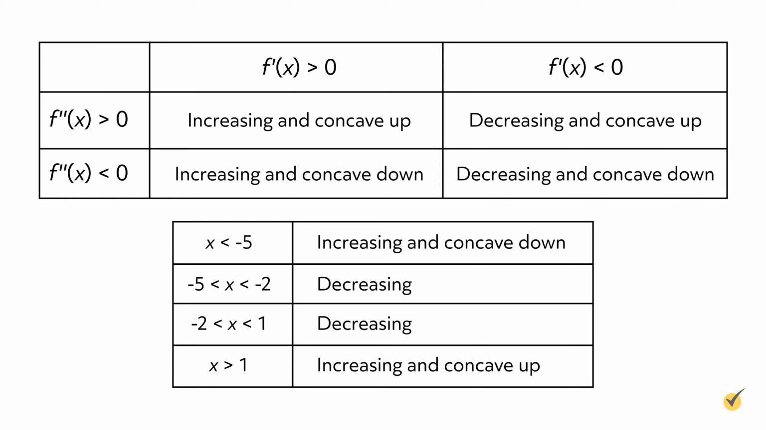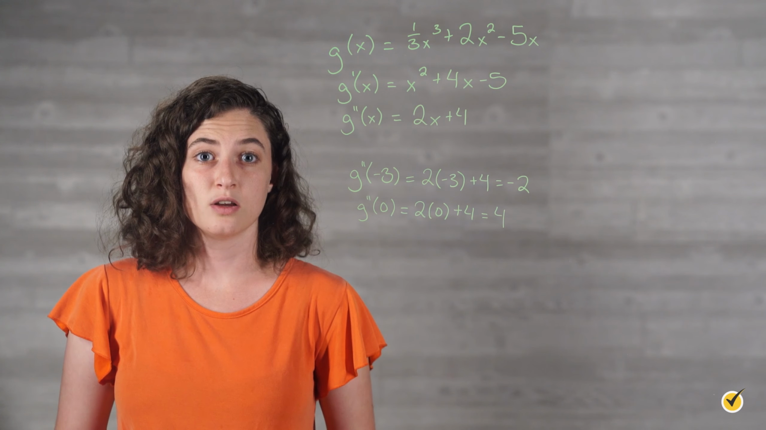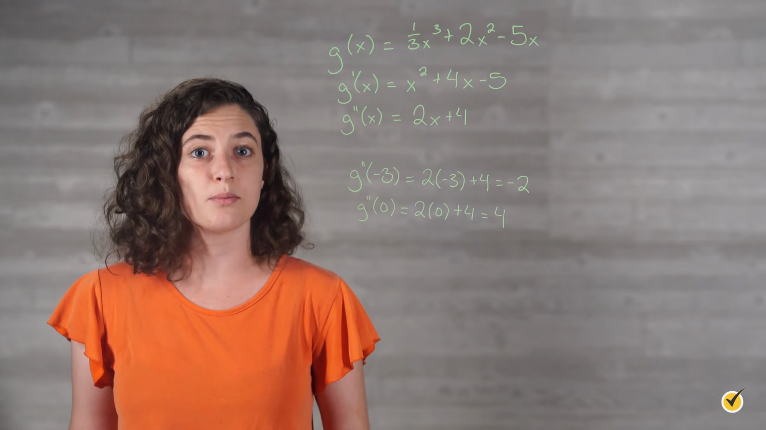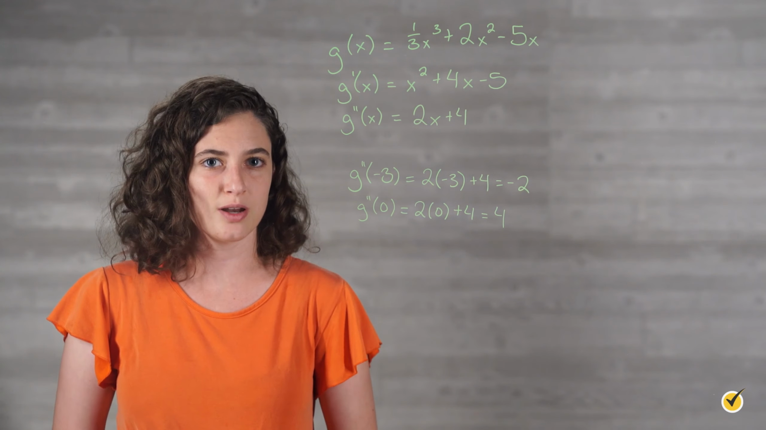The region between negative 5 and negative 2 has a negative second derivative, making it concave down. On the other hand, the region between negative 2 and positive 1 has a positive second derivative, making it concave up. At last, we have completed all parts of the second derivative test. We located critical points, labeled extrema, found an inflection point, and determined concavity by region.